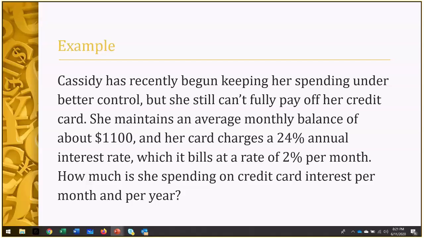That's what that means. Now, the question wants to know, how much is she spending on credit card interest per month and then per year? So if they're asking per month, then we can use the 2%. When they ask per year, we can use the 24%.